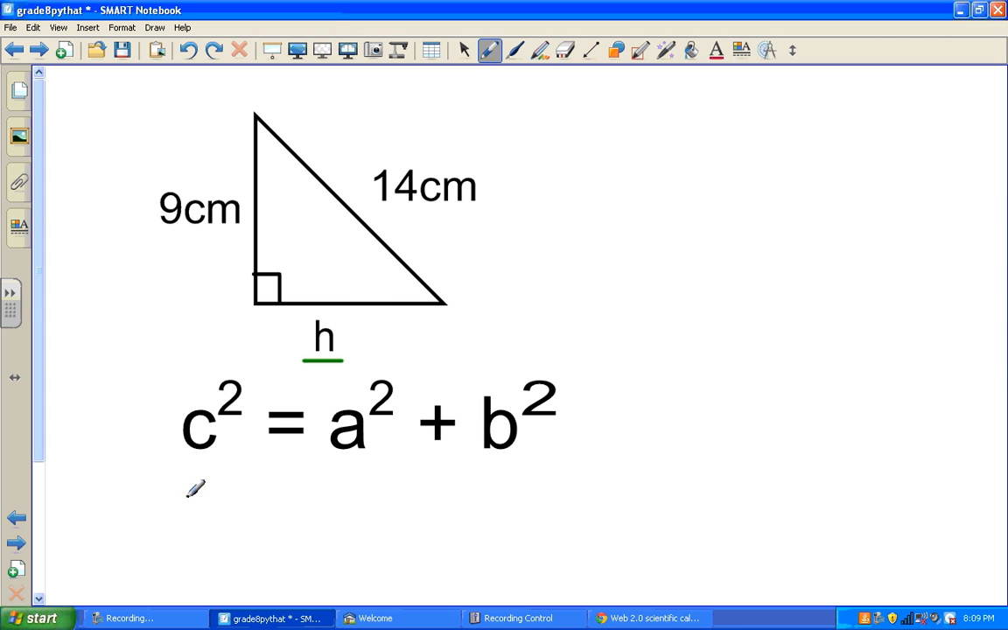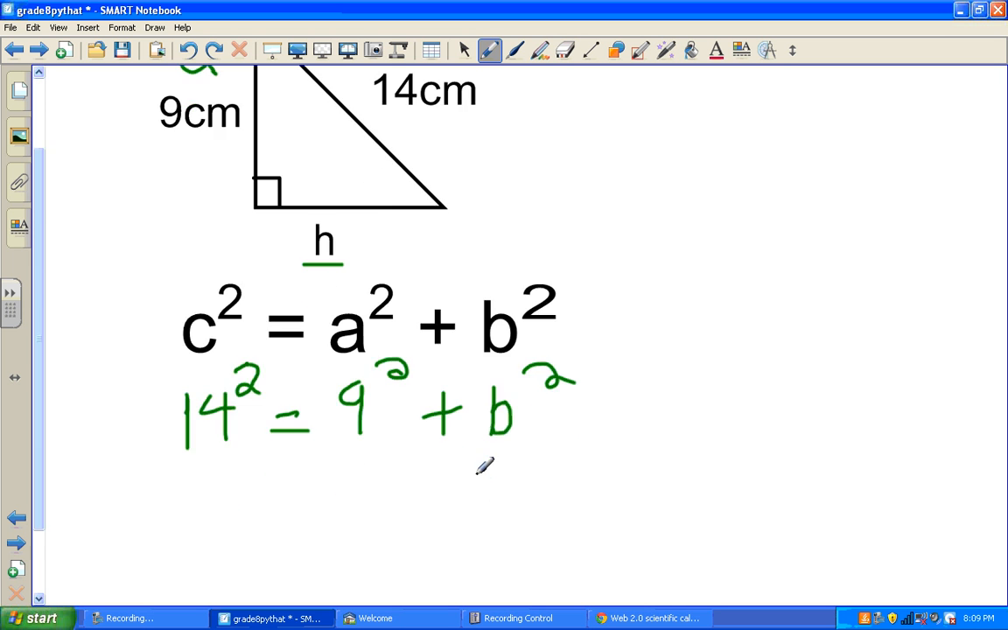So if I take 14 and I write it there in my formula, don't forget the squared, and then I write down, I'm going to say this is A up here, so I'm going to write down 9 squared, and then I'm going to add that to this one here, and I can call it B squared or I can call it H squared, it doesn't really matter. I'm going to call it B squared, I don't know it anyway.